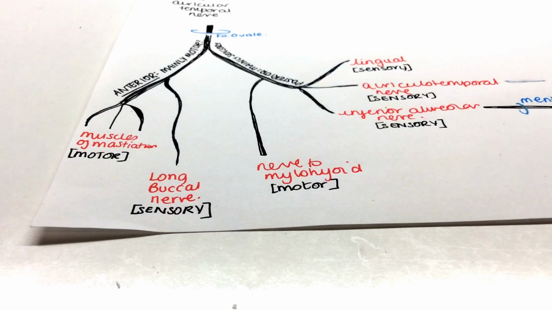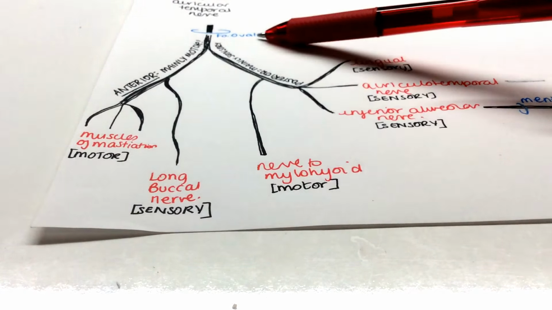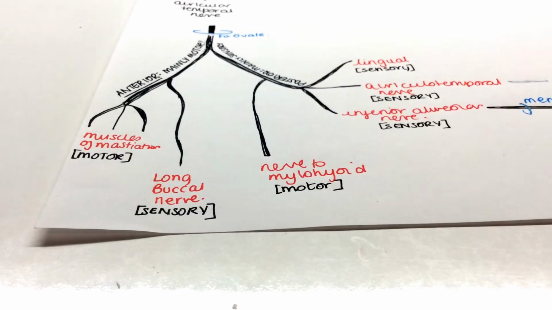Hey YouTubers! So today's plan is to literally go over the mandibular division of the trigeminal nerve within 3 minutes, and it's a quick overview, okay? So what we're going to look at first of all is where it emerges from. We've got the foramen ovale, okay? It comes out and it divides into two.